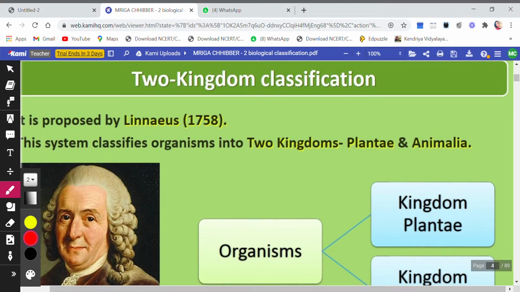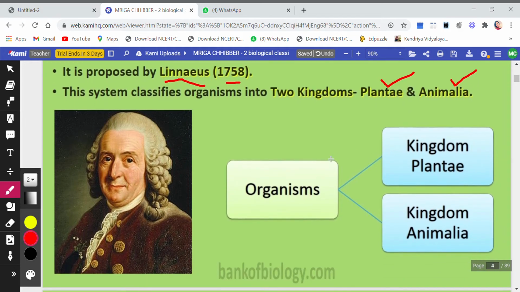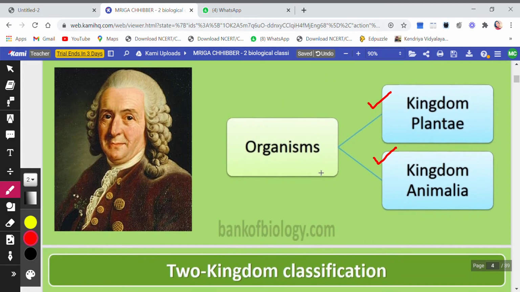Then came the two kingdom system. Now this two kingdom system was given by Linnaeus in 1758. This system classified organisms into two groups. One was Plantae and the other was Animalia. Very easy. He divided organisms into two groups, kingdom Plantae and kingdom Animalia. So this was a two kingdom system.